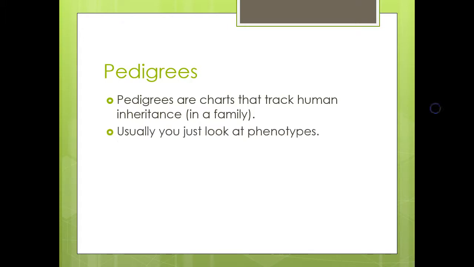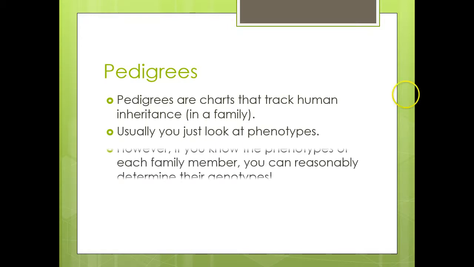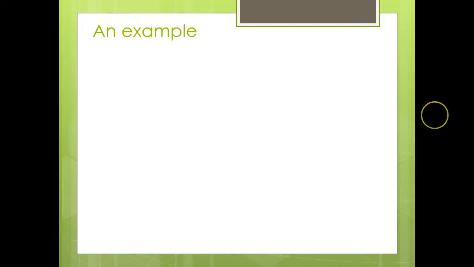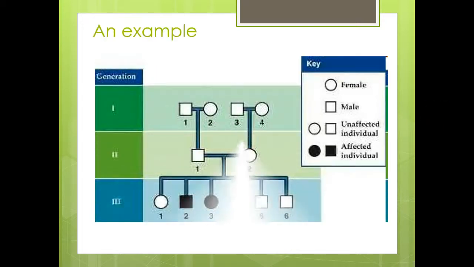Usually the pedigree just looks at the phenotypes, like if you have attached earlobes or a dimple in your chin or if you have freckles. However, if you know the phenotypes of each family member, you can reasonably determine their genotypes as well. You can determine what genes they actually possess and have passed on to their children. Here's an example of what a pedigree looks like.